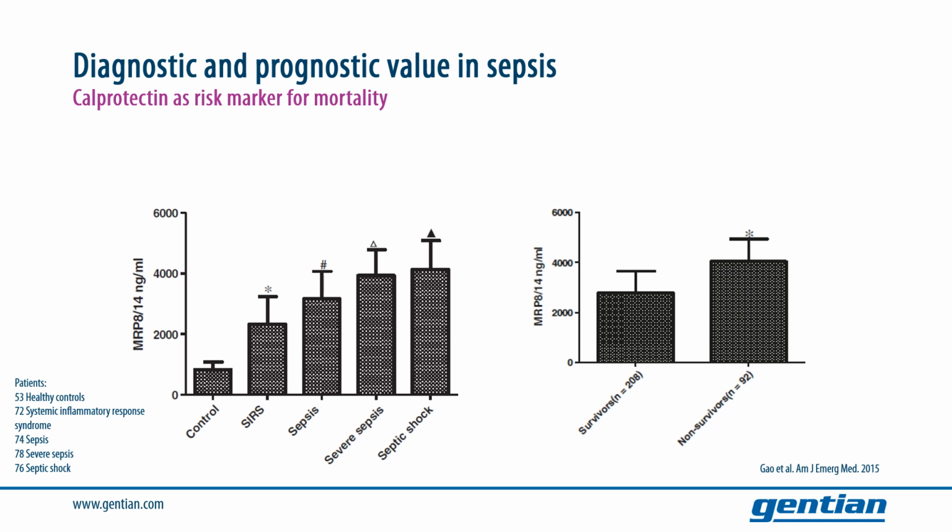Next, I want to show you more results of one of the already earlier mentioned studies, where you can clearly see the increase of calprotectin levels based on disease severity, from controls to serious sepsis, severe sepsis, and finally septic shock. And on the right side, you can also see the increase in calprotectin levels in survivors versus non-surviving patients.